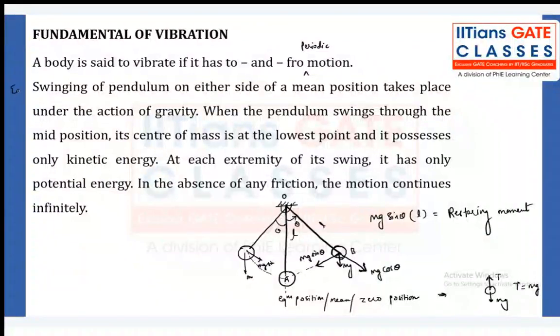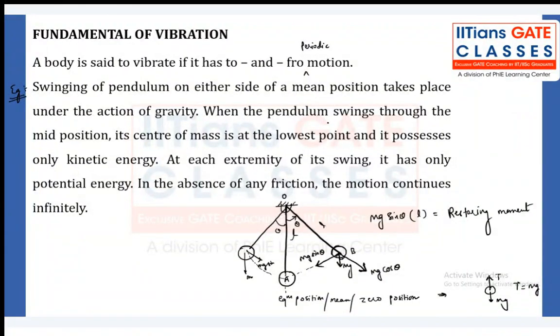You can note on the example also. Example, a swinging of a pendulum on either side of the mean position takes place under the action of gravity. Here, what is the restoring element? Gravity. When the pendulum swings through the mid position, its center of mass is at the lowest position and it possesses only the kinetic energy.